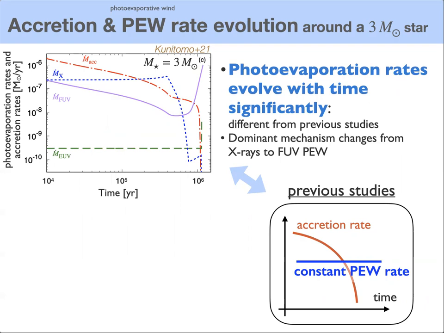And in the previous studies, photoevaporation rates are assumed to be constant with time. But if we consider stellar evolution, these evolve with time significantly. And also, interestingly, the dominant mechanism changes from X-rays to FUV.